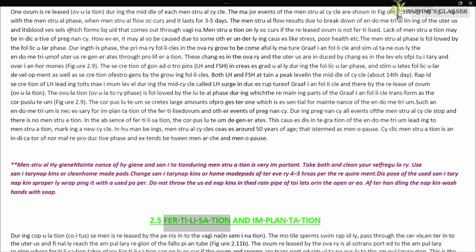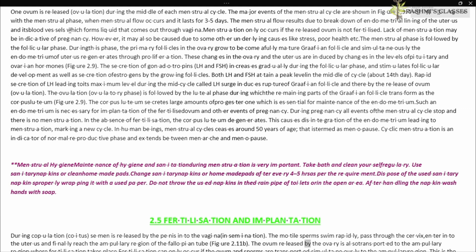2.5 Fertilization and implantation. During copulation, coitus, semen is released by the penis into the vagina, insemination. The motile sperms swim rapidly, pass through the cervix, enter into the uterus and finally reach the ampullary region of the fallopian tube, Figure 2.11b.